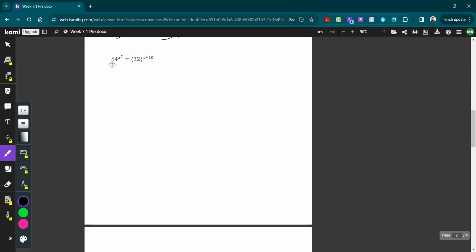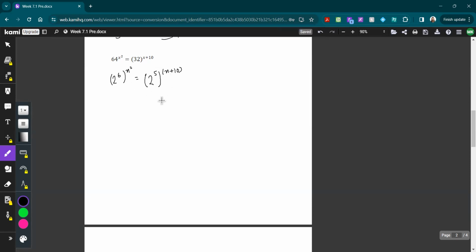So if you notice 64 and 32, they probably do have a common base. Don't try testing big numbers like 7 square, 7 cube, or 8 square, or 8 cube. They're a little bit too big. So try smaller numbers. Like 64 is actually 2 to the 6, and 32 is actually 2 to the 5th. So as you can see, the base is actually pretty small. It's just a base of 2.